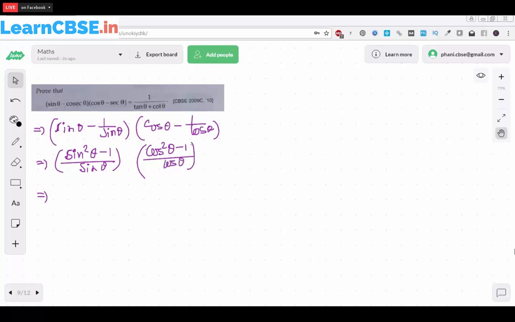So sine square theta minus 1 is minus cos square theta, by sine theta, into minus sine square theta by cos theta. Now we can simply cancel out the sine and sine square, cos and cos square, and the negative and negative also get cancelled. From this much we will get cos theta, and from this much we will get sine theta, so cos theta into sine theta.